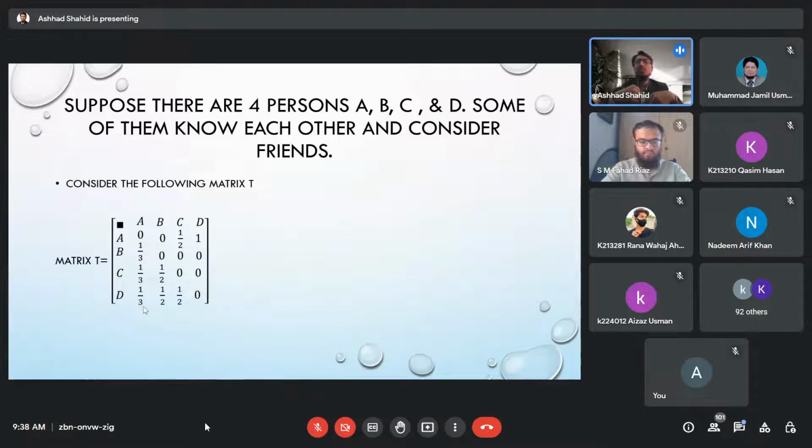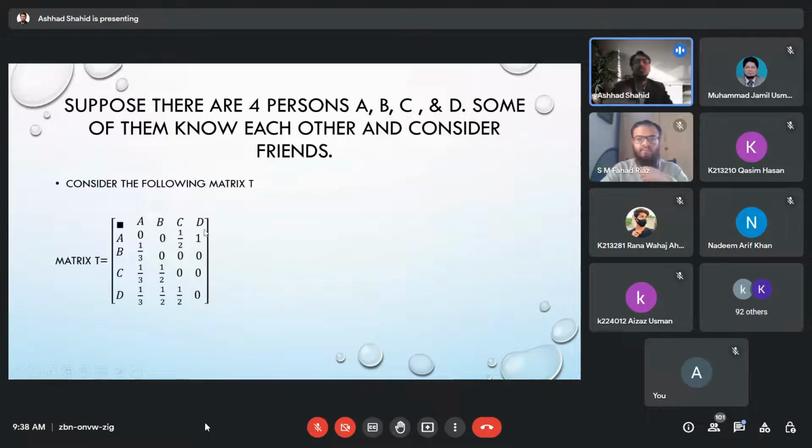A has consumed its vacancy for the friends. Similarly, B has only two friends. You have to see in a column now. B has only two friends, C and D. So the weightage is given half and half. Similarly, C also has two friends, A and D, and D has only one friend, A.